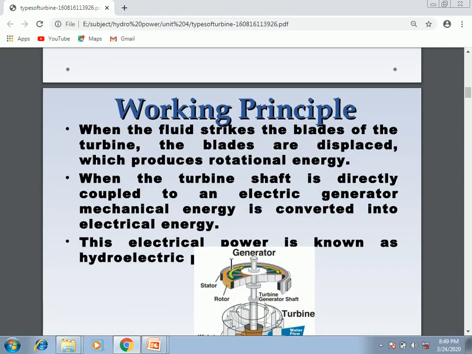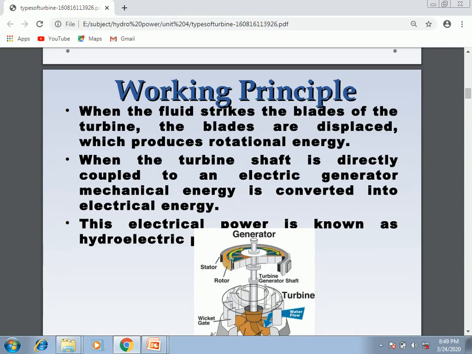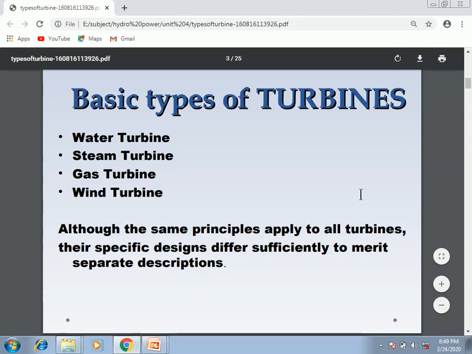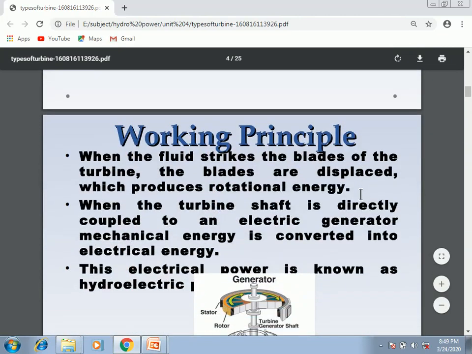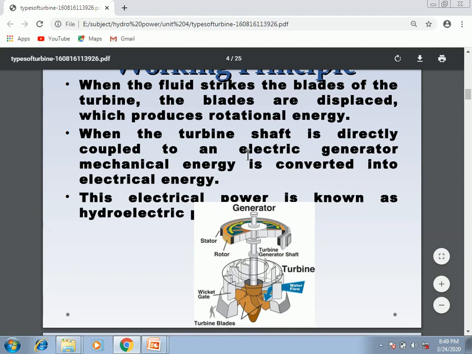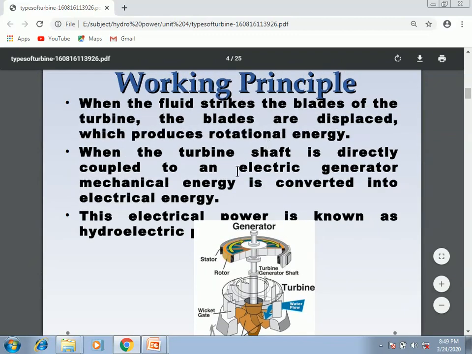The working principle is simple. When fluid strikes the blade, the blades are displaced, which produces rotational energy. When the turbine shaft is directly coupled to an electric generator, mechanical energy is converted into electric energy. This electric energy is known as hydroelectric power. So here we can see that water is going to strike on the blades and the blades are going to rotate, and that is going to generate electricity.